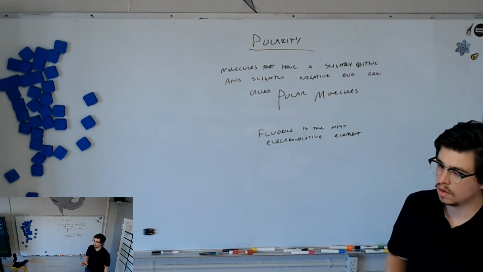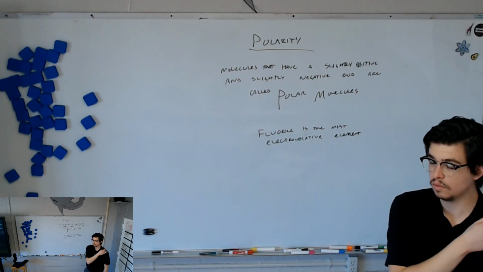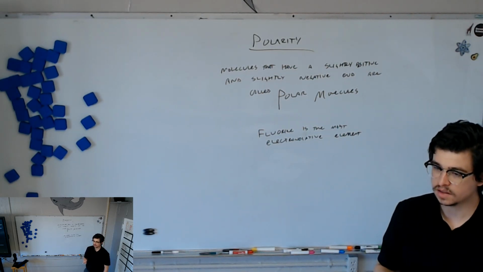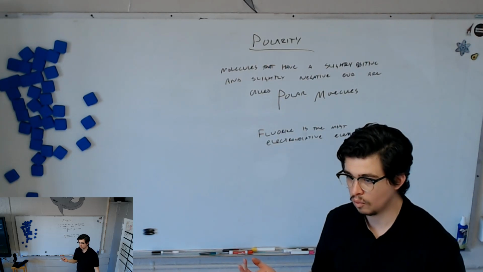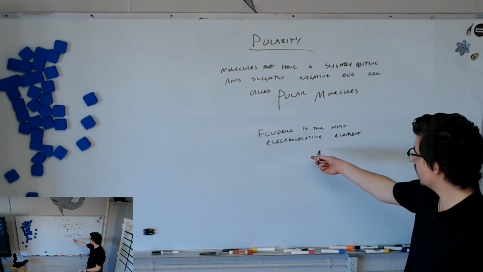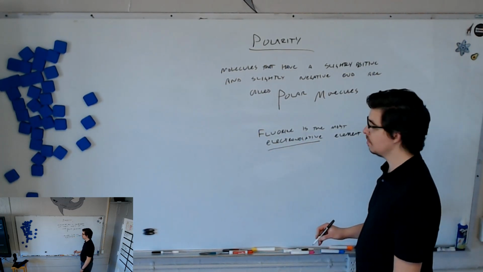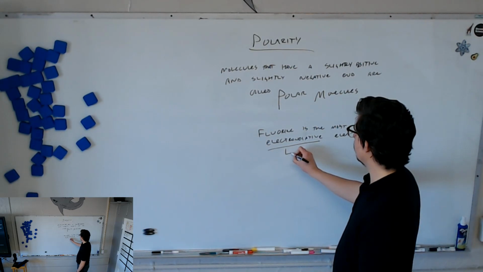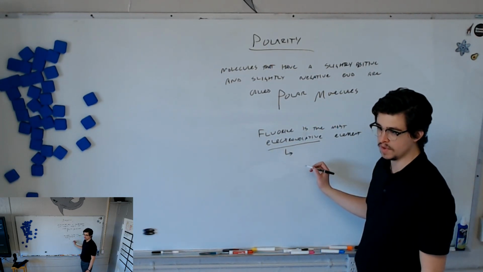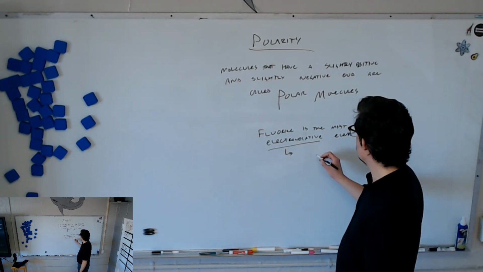Yeah, so how many valence electrons does fluorine have? 7. How many does it want? 8. So it really, really, really wants what? One more electron, right? That's what electronegativity is. Fluorine is the element that wants another electron the most. Fluorine is the most electronegative element, and electronegative is just a word that means how badly it wants another electron.